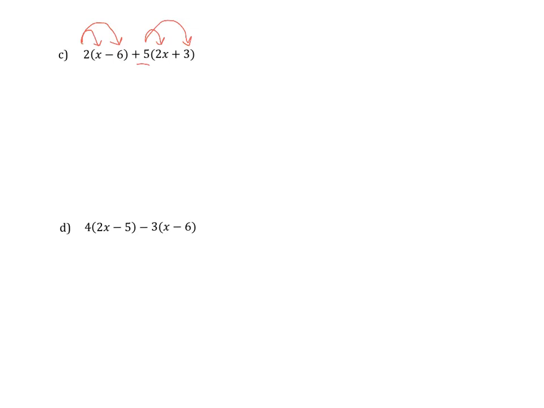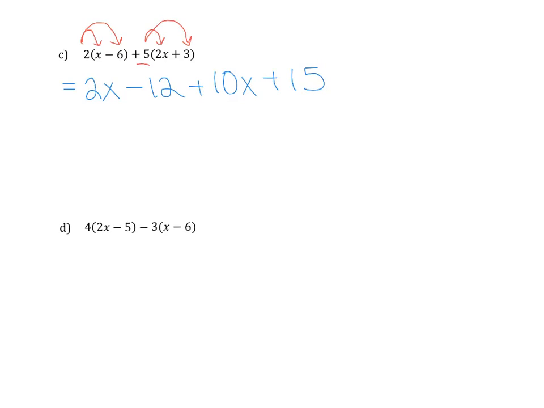So let's go ahead and do that simplifying. 2 times x is 2x. 2 times negative 6 is negative 12. Positive 5 times 2x is positive 10x. And positive 5 times positive 3 is positive 15. Okay, hopefully that part makes sense to you.